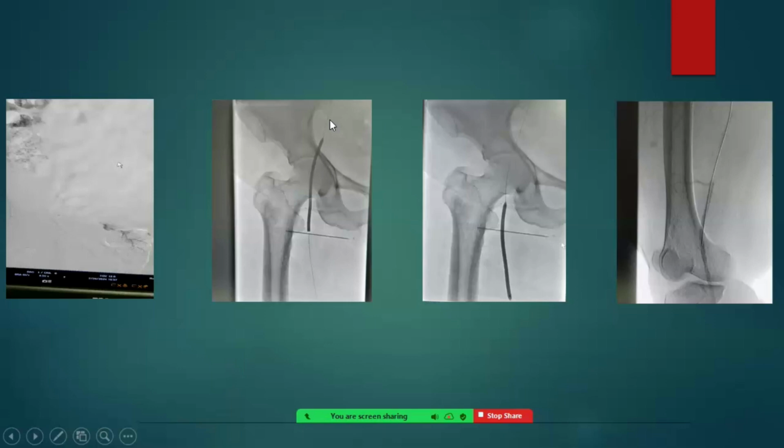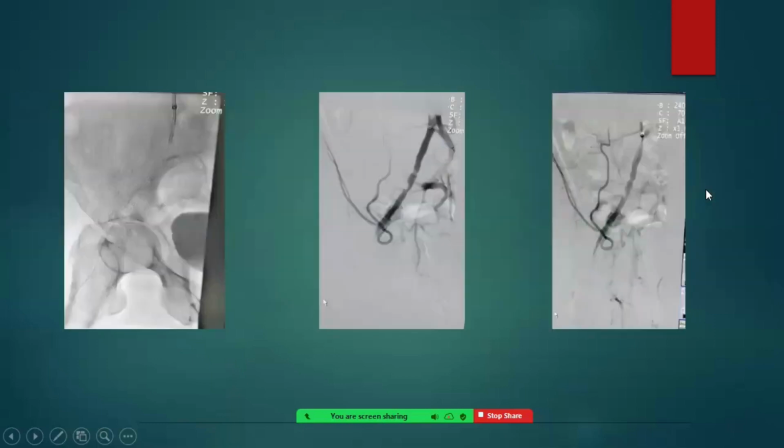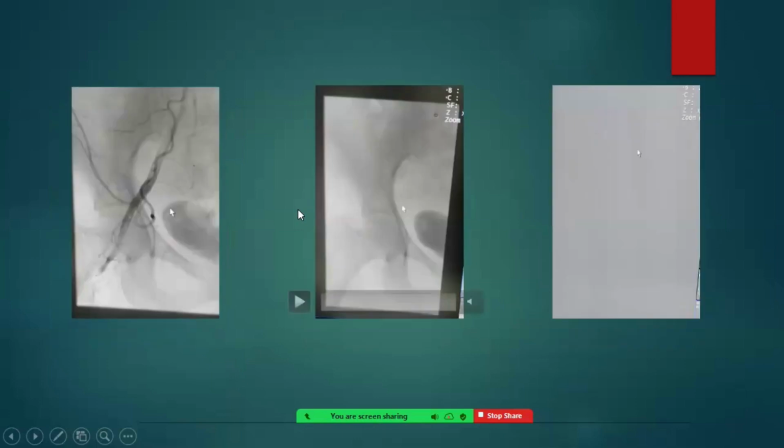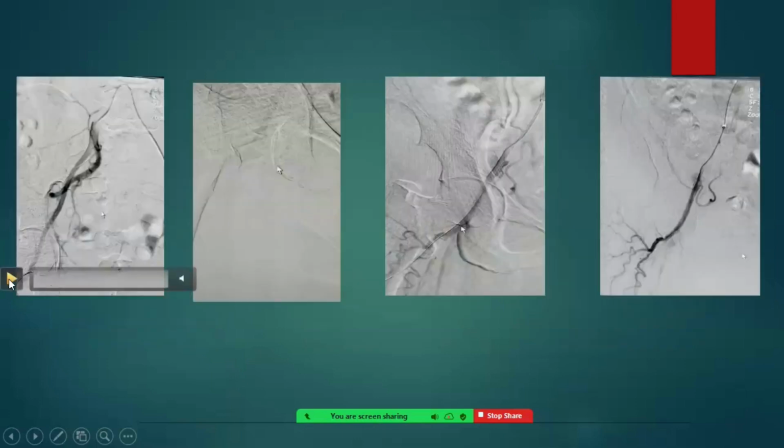This time, we took the 014 wire rather than the 035 wire. And then after that, this is the deformation site. So in the initial angio, the deformation site was very proximal. Like in this angio, we can see.